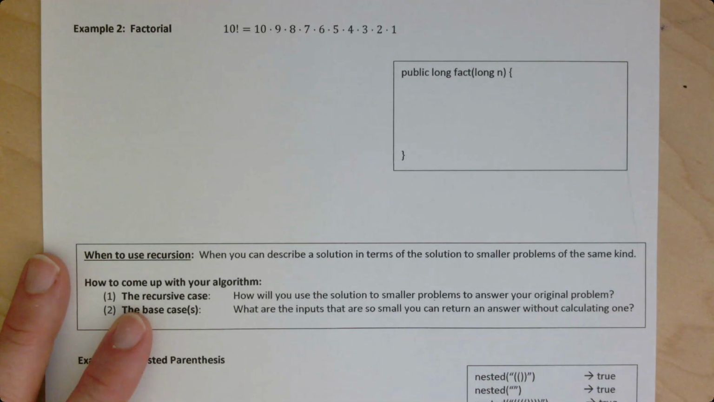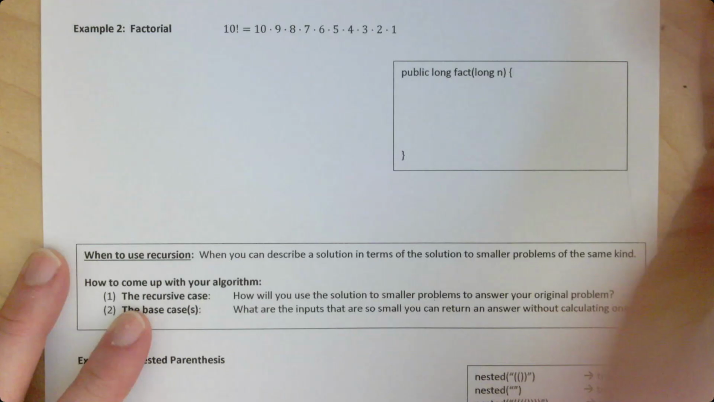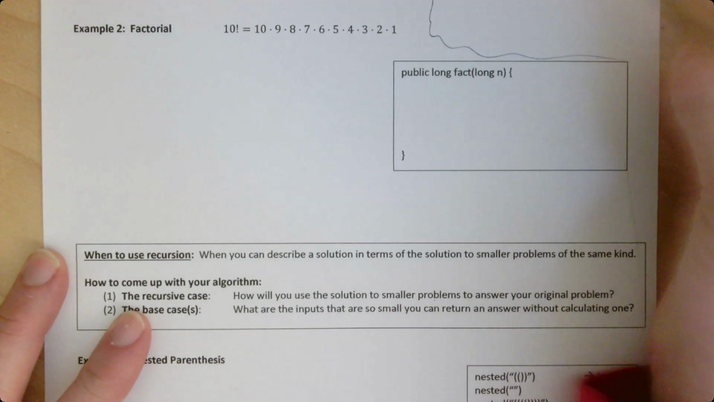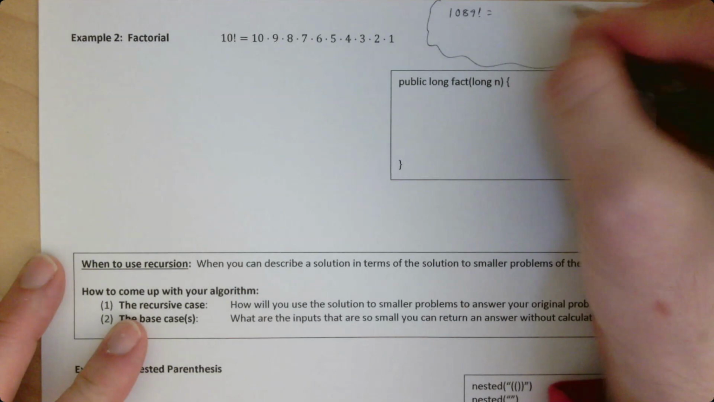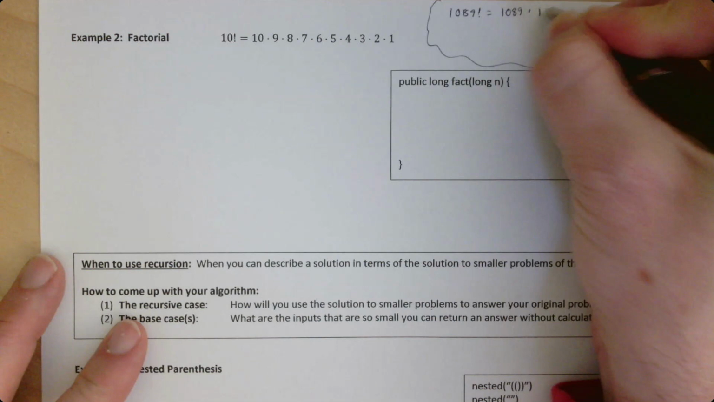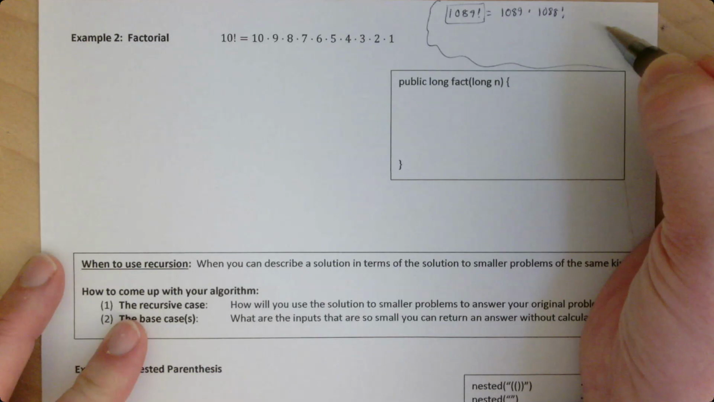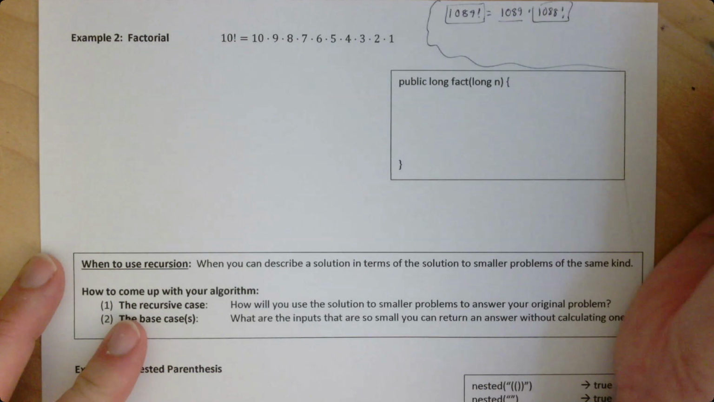So, let's imagine a very large factorial. Let's say we're going to do 1,089 factorial. If you pause it for a second and see if you can think about that. In the other blocks, people said it was 1,089 times 1,088 factorial. So here I have this unknown number. I'm going to calculate it as whatever that number is times a factorial that's one smaller. So I've defined my solution in terms of a smaller solution.